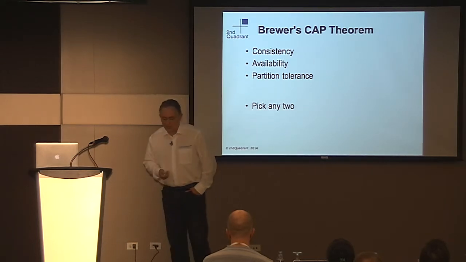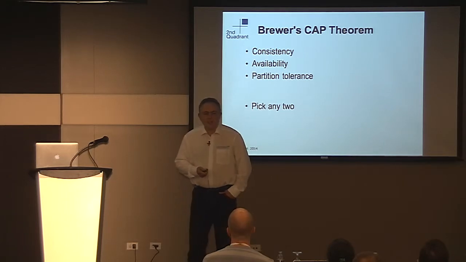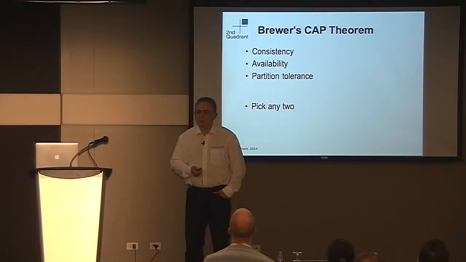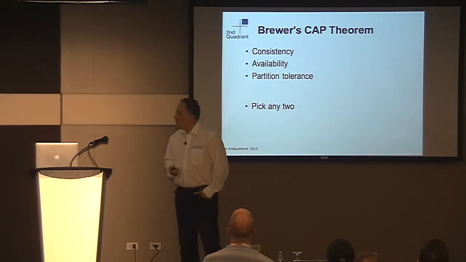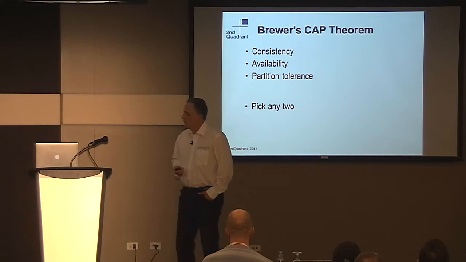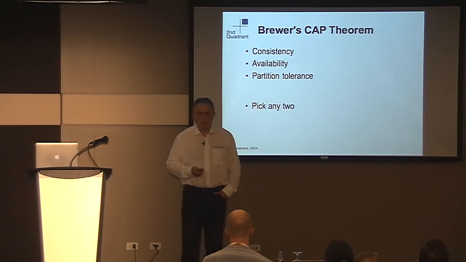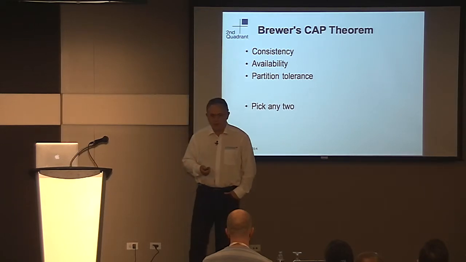So let's start off with a little bit of thinking at the beginning. We've got this thing called Brewer's CAP theorem, which says that out of consistency, availability, and partition tolerance, you can have only two. The usual problem being nobody knows what the third one means.